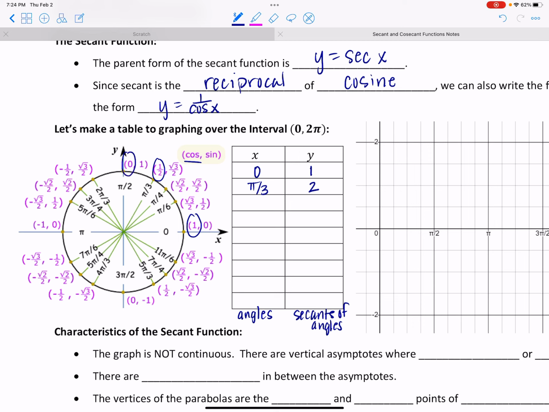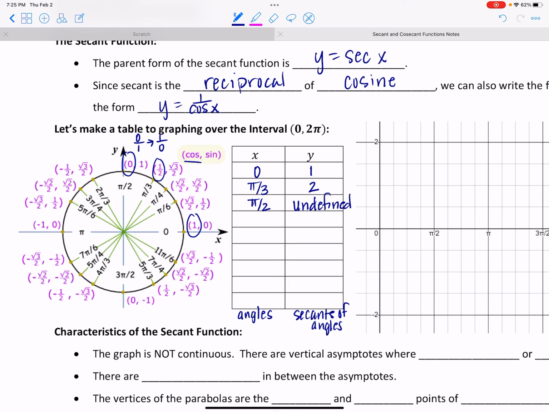And I can jump to this next one. What's going to happen here? At pi over 2, when I'm looking at the reciprocal of 0, so 0 is technically 0 over 1. If I flip that, I end up with a 0 in the bottom of the fraction, which means at pi over 2, our graph is going to be undefined. An undefined portion of our graph.